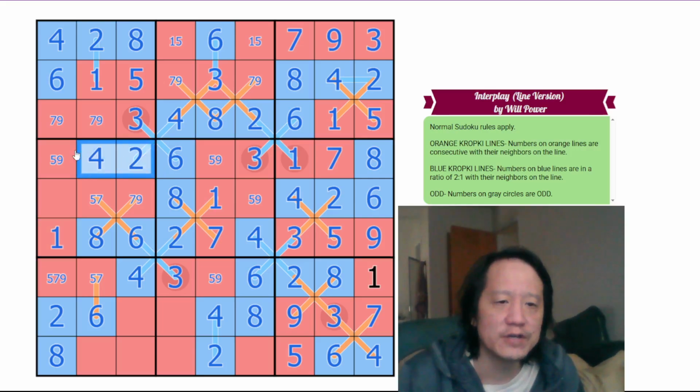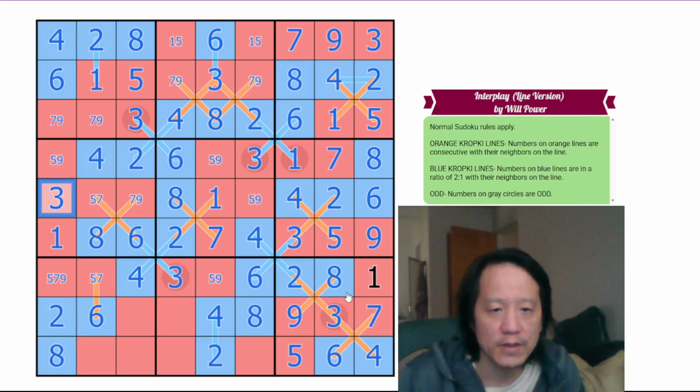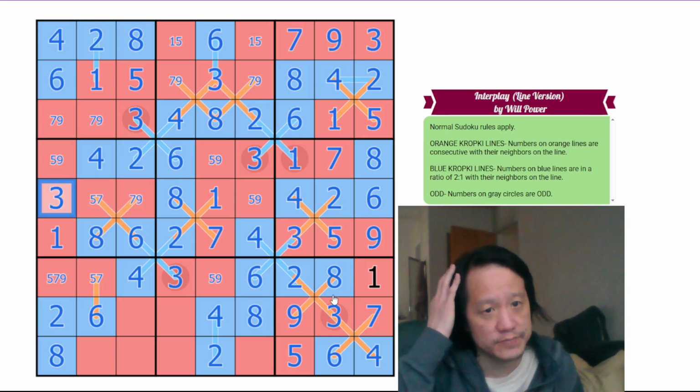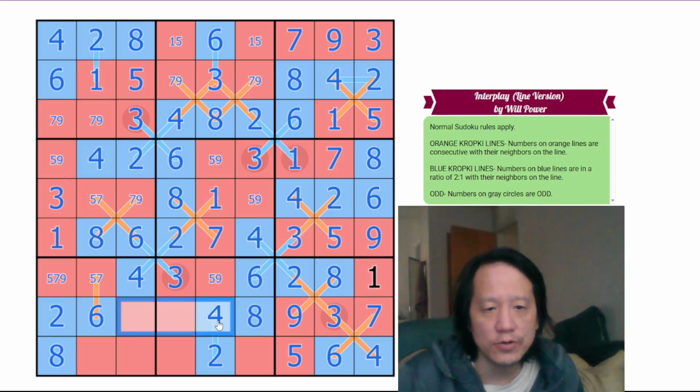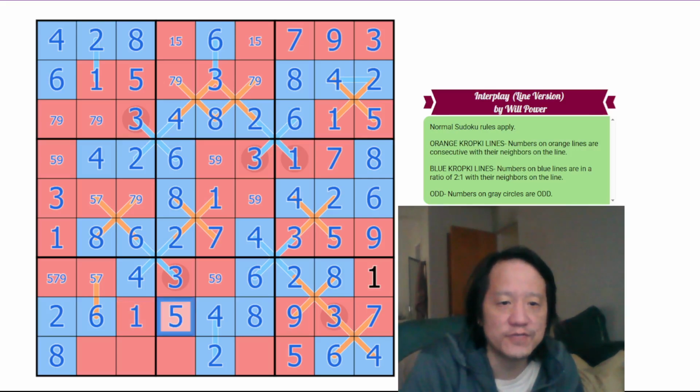We have a 5, 7, 9 triplet in this left central box. That eliminates 5, 7, 9 from the rest of the box. So this can't be 5, 7, or 9. It's 3. Remaining digits in row 8. We have 1 and 5. 5 cannot be here because of 5 in the column. So this is 1, this is 5, and that should give us a lot of information.